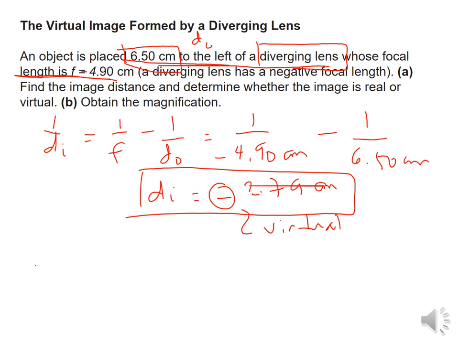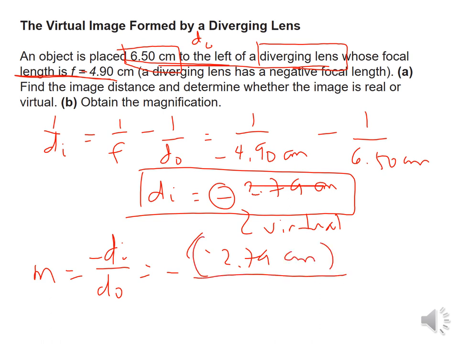And then let's compute the magnification. Magnification is, we have this formula again, negative di over do, and that is equal to negative negative 2.79 centimeters over the distance of the object, 6.50 centimeters. We have a negative value here, so of course, the answer will be positive. So the answer is positive 0.43, meaning positive, that is upright, the image is upright, and that is smaller than the object. Okay, so that is smaller than the object.